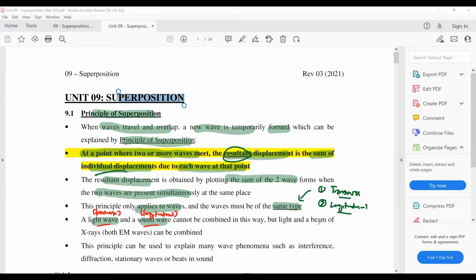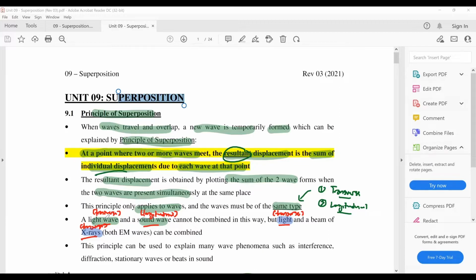But if you have the same type, then they can be combined together. Let's just say light and a beam of X-ray. Light, as I mentioned to you, is transverse wave, and then X-ray, since you know that X-ray is EM radiation, is also transverse wave. So in your case here, if both are transverse wave, light and X-ray, these two can combine together to form a new wave. Okay, so just bear this in mind. Superposition applies to waves, but when you're talking about waves, it must be the same type of wave, either transverse or longitudinal. It cannot be mix and match.